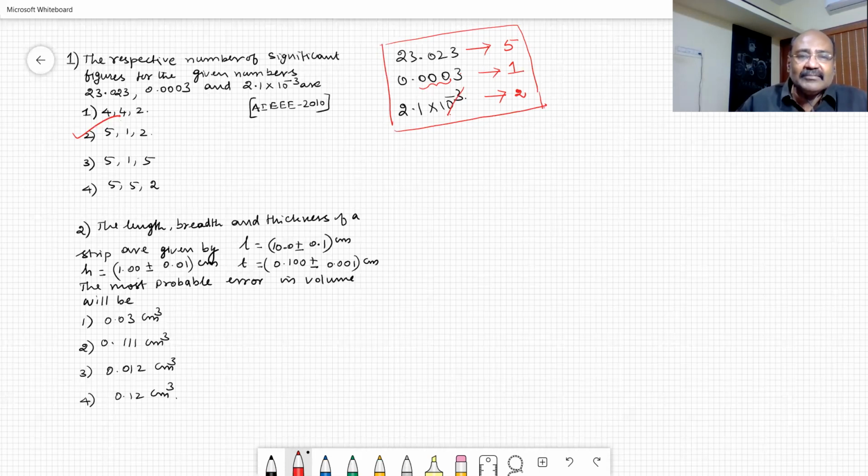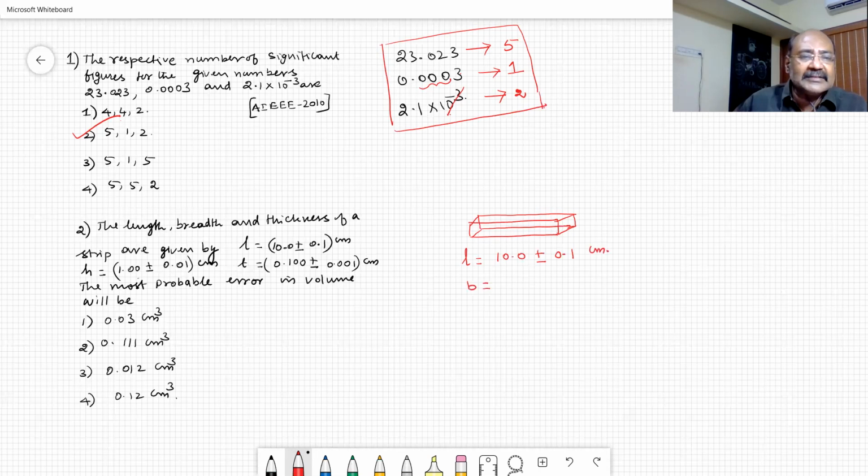What is the second one? The length, breadth and thickness of a strip are given by. So let us consider a strip. When considering a strip, we take the length of the strip, the breadth of the strip as well as the thickness of the strip. If I am taking the strip like this, the length of the strip is given as 10.0 plus or minus 0.1 centimeter.